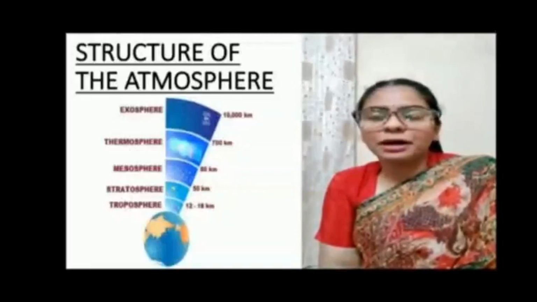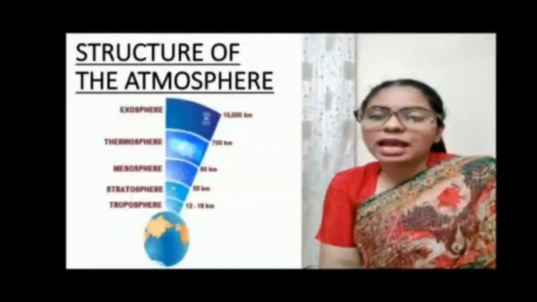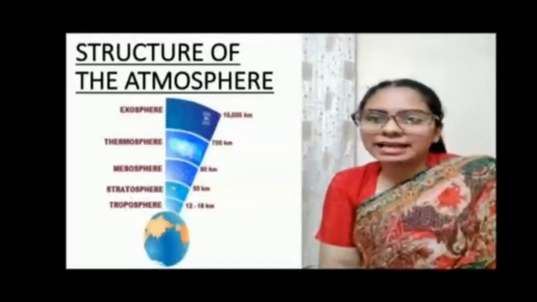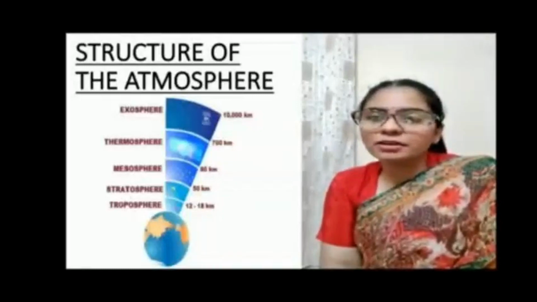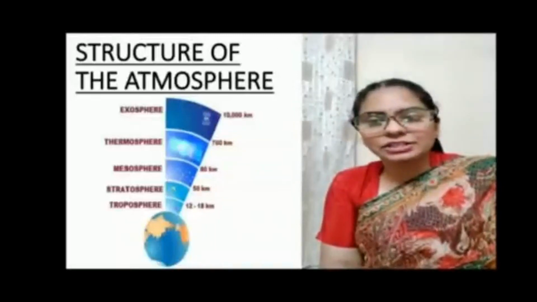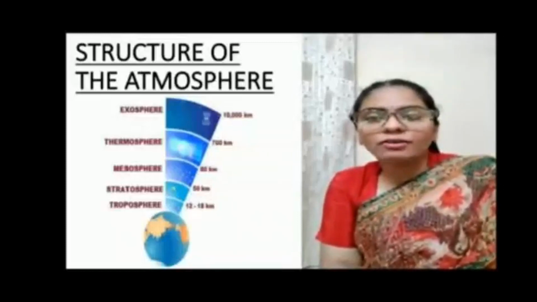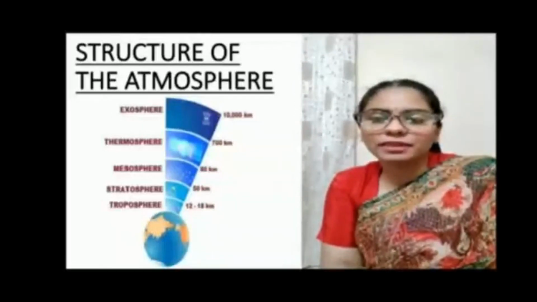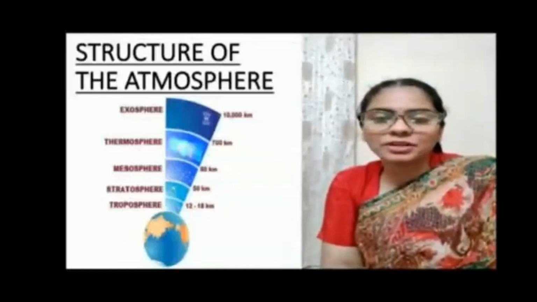Now we'll study about the next layer of the atmosphere, that is stratosphere. Above the troposphere lies the stratosphere. It extends up to a height of 50 kilometers. This layer is almost free from clouds and associated weather phenomena, making conditions most ideal for flying aeroplanes. One important feature of stratosphere is that it contains a layer of ozone gas. We have just learned how it protects us from the harmful effect of the sun rays.